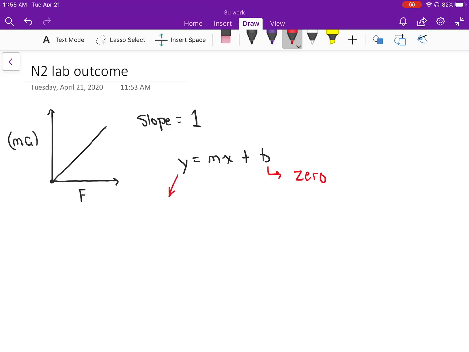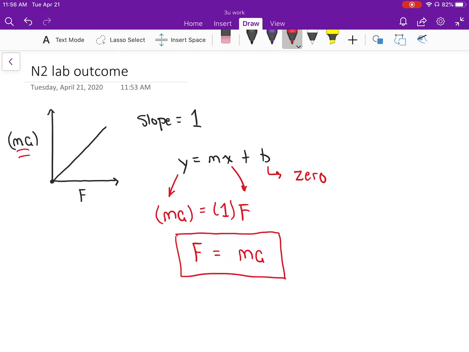Y equals mx plus b, but really it's not y. On the y, it's m times a. Similarly, it's not x, we graphed F. So instead of y equals mx plus b, I'm going to say ma, because that's really what y was. The slope happened to have a value of 1, and that was equal to F. A normal way to write that is we flip-flop things around and say F is equal to m times a. That is the equation for Newton's second law. F is equal to ma.